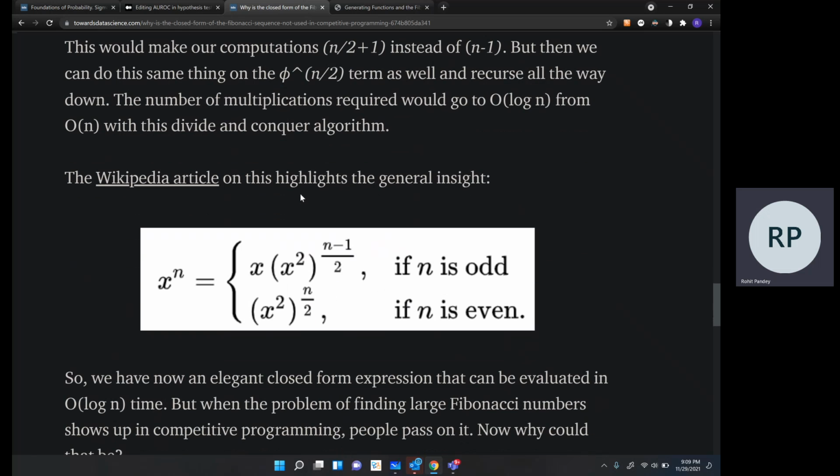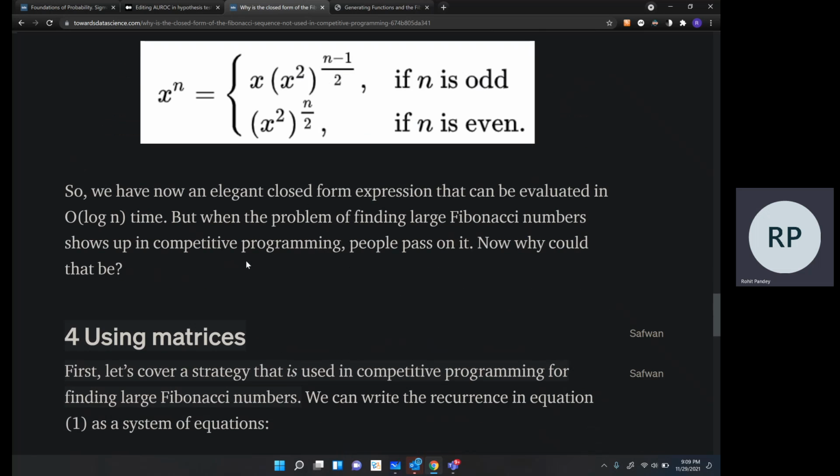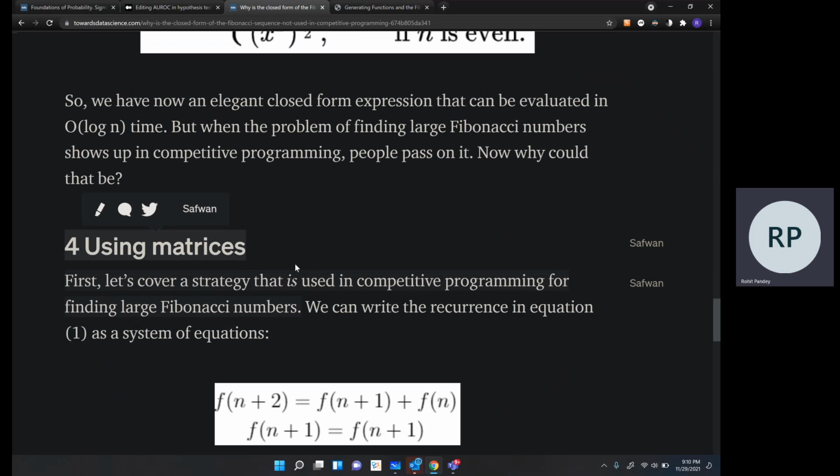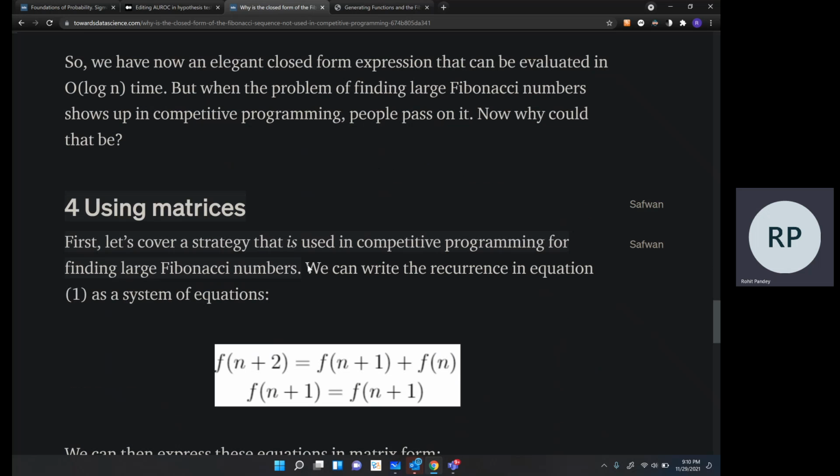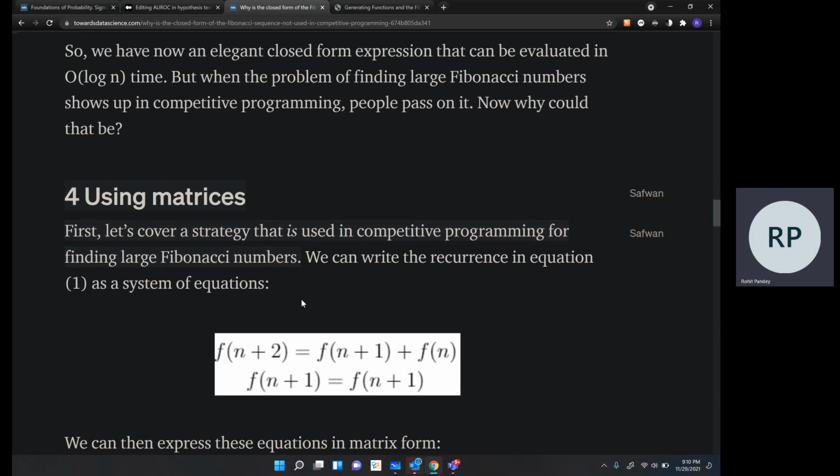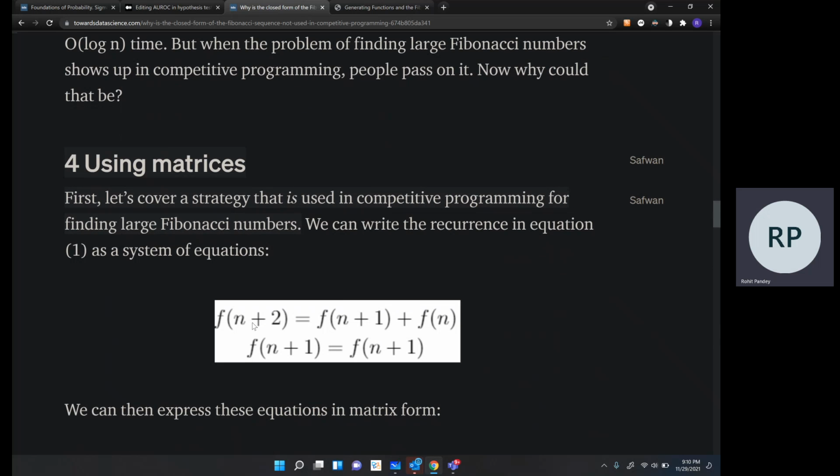But then people don't use this; they use something slightly different in competitive programming, right? In competitive programming, when they are asked for large Fibonacci numbers, they use this trick with matrices. So first they write this recursion. You can just reindex by adding 2 to the n, and you get the old expression we had, f n plus 2 equal to f n plus 1 plus f n. And then you just add a dummy equation, f n plus 1 equal to f n plus 1.